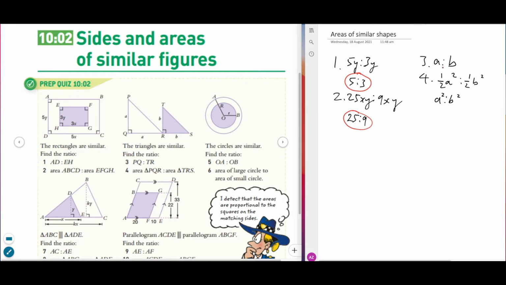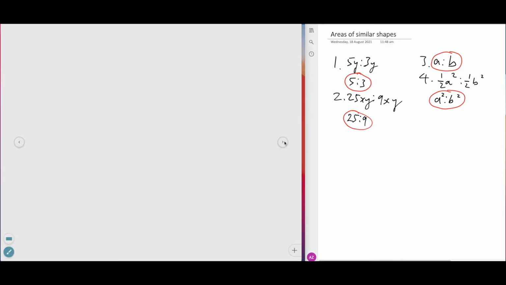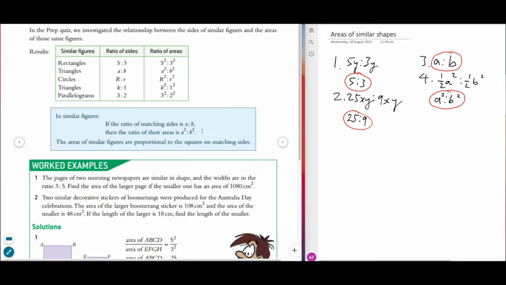So if you look over here, the ratio of the sides is A to B. The ratio of the areas is A squared to B squared. So you would learn from this exercise that the ratio of the areas is basically the squared version of the ratio of the sides. And that's basically all you have to know for the exercises.